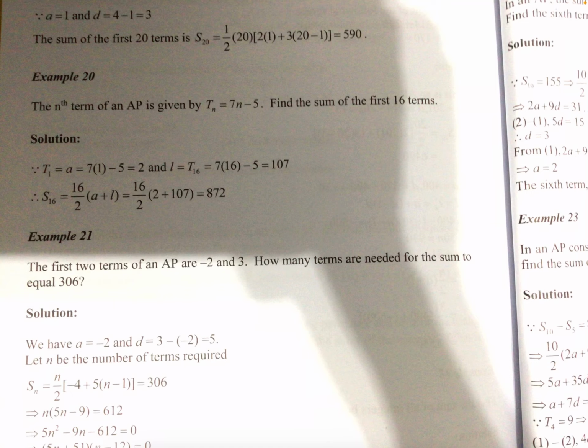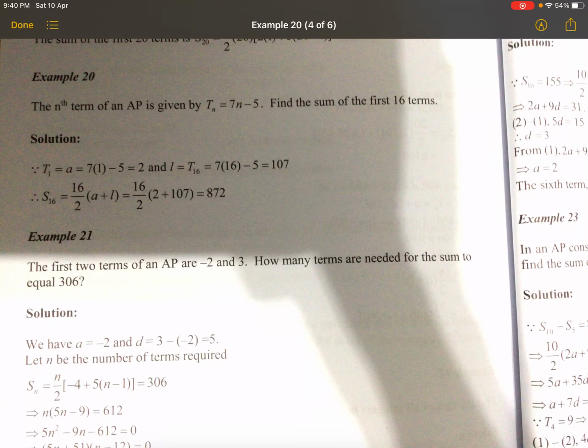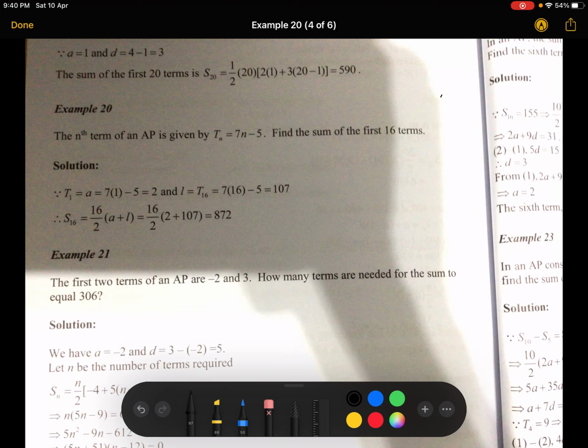The reason why I want to mention example 20 is because a lot of people sometimes think a bit too complicated, but this question is one of the easier ones. You might wonder, how do I get 16 terms? Now you know that they give you the general term Tn, so you can let n be whatever number you want and sub n in here. So T16 is equal to 7 times 16 minus 5, which is equal to 107.